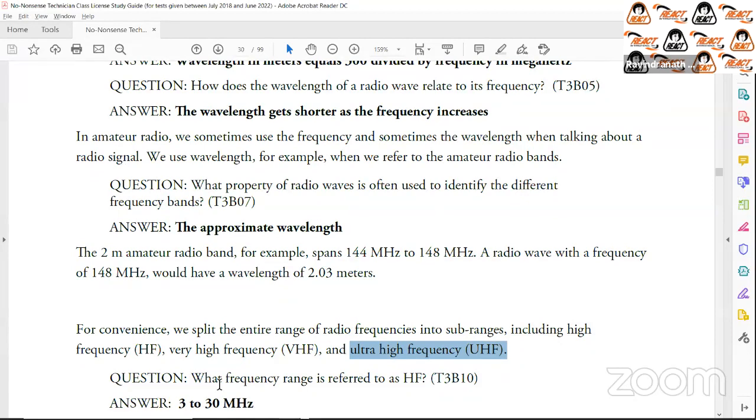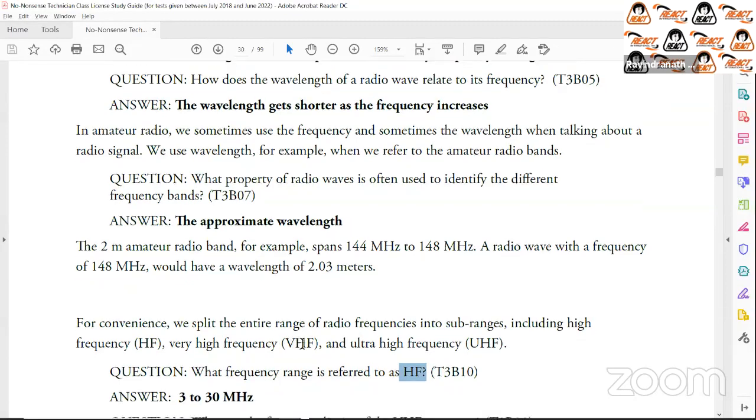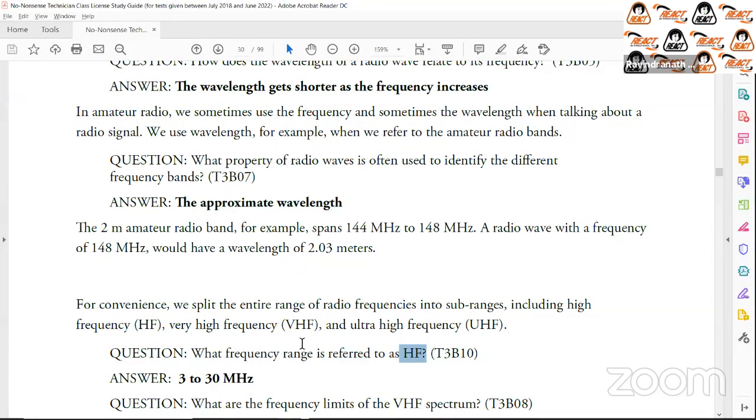So let's go straight to the questions in the question pool. They're asking us, what frequency range is referred to as HF? By definition, that's why we need to learn what is HF, VHF, and UHF. HF is 3 to 30. The distractor answers will try to tell you 30 to 300, but you know that's VHF. They might tell you 300 megahertz to 3 gigahertz, but you know that is UHF. So the correct answer for what frequency range is HF? 3 to 30 megahertz. So you need to learn that table. Again, remember the magic number 3.